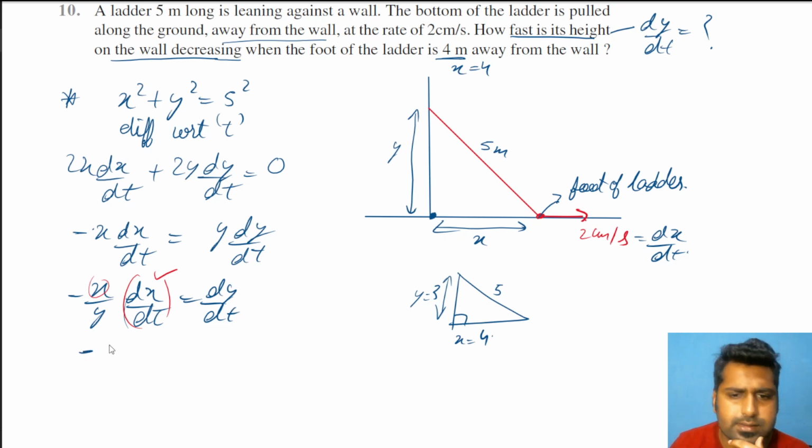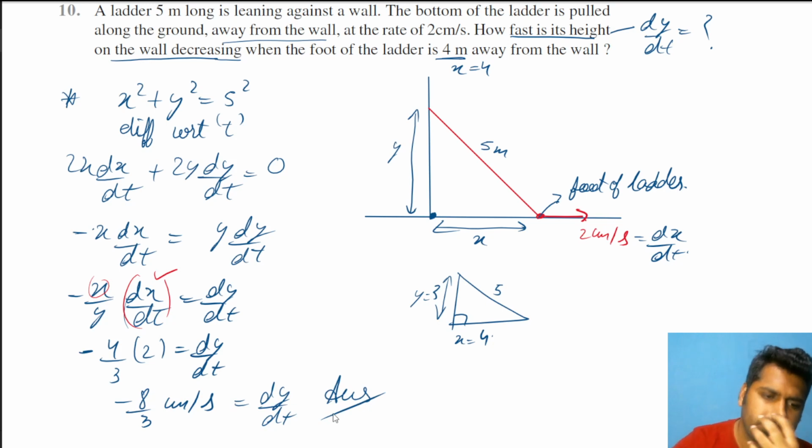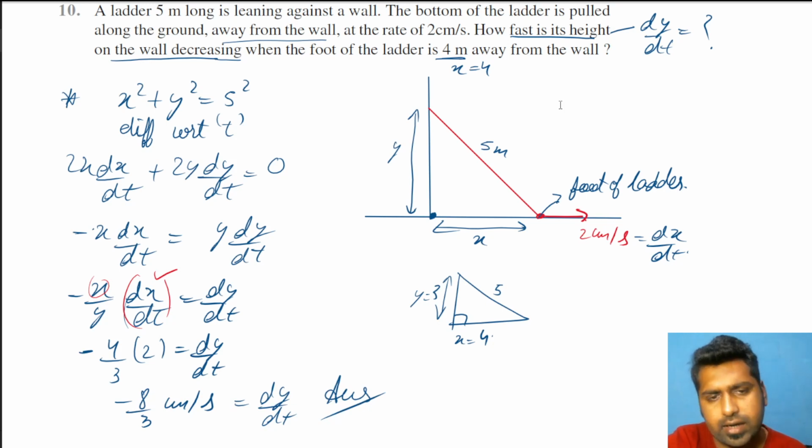Minus x is 4, y is 3, dx by dt is 2, dy by dt. So it is coming minus 8 by 3 centimeter per second. At this rate, the height is decreasing. That's the answer. Negative represents the height is decreasing. All right, this is done.